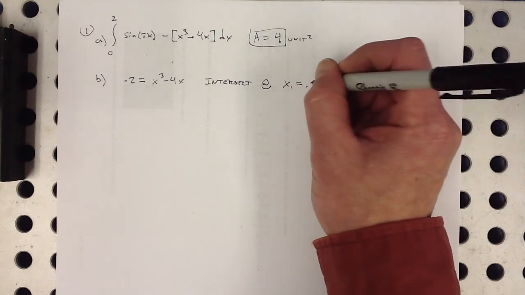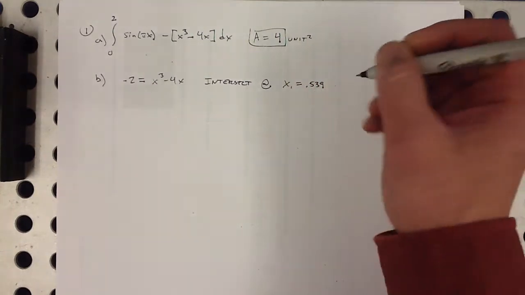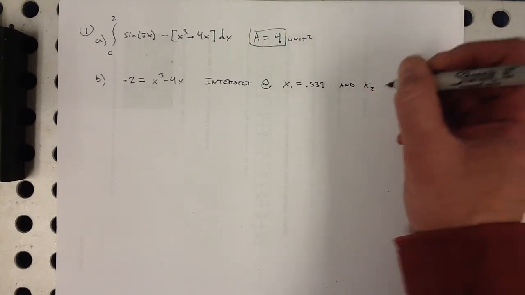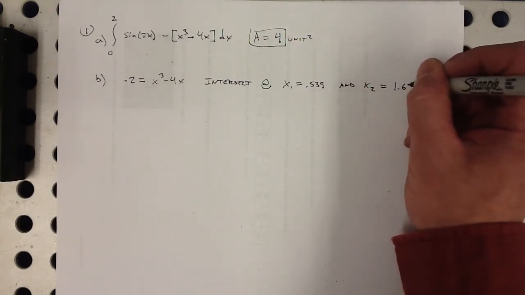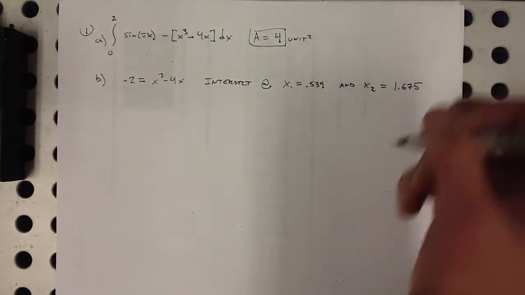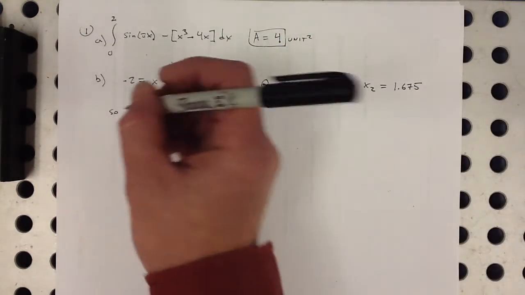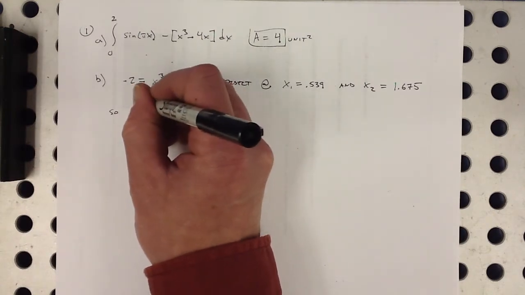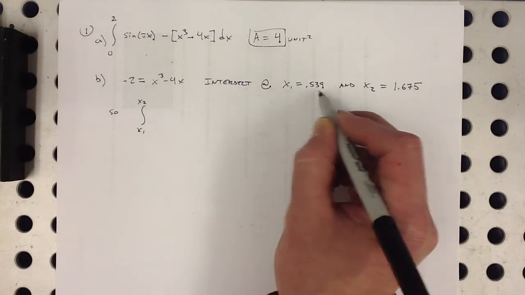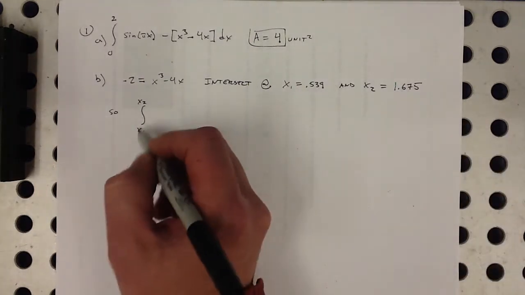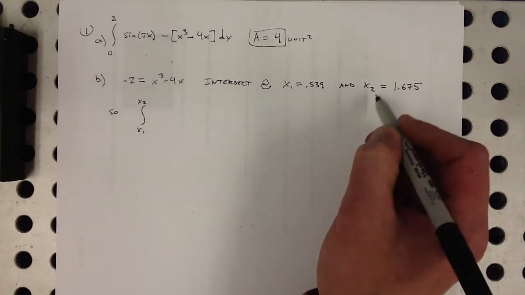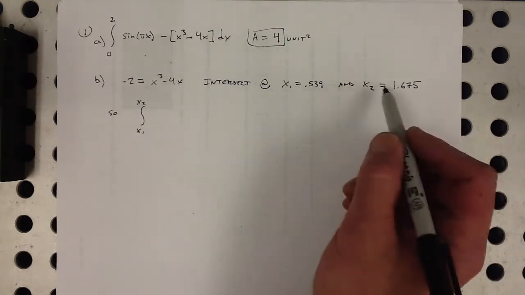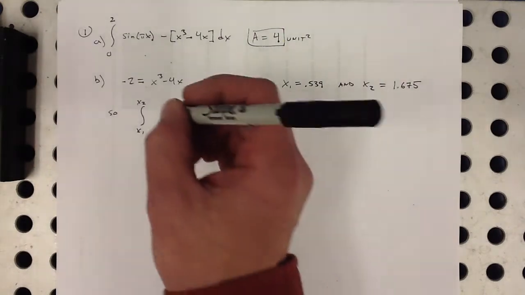x1 equals 0.539 and x2 is equal to 1.675. So that means the area, it's the area from x1 to x2. And did you know if you label things like this, you can write your answer like this as long as you have clearly marked what x1 and x2 refer to. So they will take, that's perfectly acceptable as an answer.